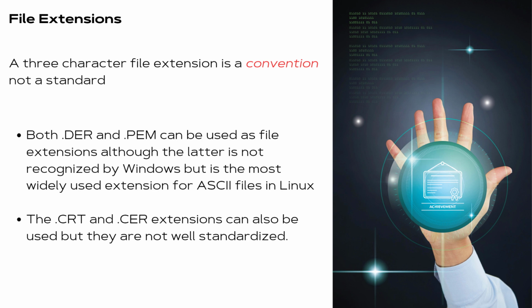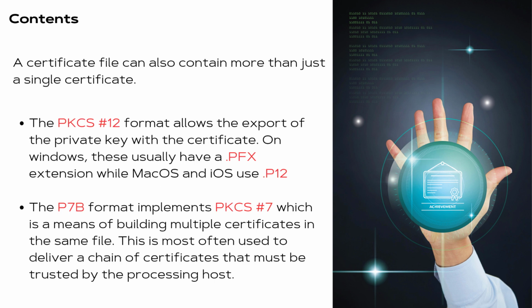Now, the .crt and .cer extensions can also be used, but they are not well standardized. Now, when it comes to the content itself, a certificate can actually contain more than just the certificate itself. You do have the PKCS number 12 format, which would allow the export of the private key along with the certificate. Now, on Windows, these kinds of formats typically will have the .pfx extension, while on macOS and iOS, they will use .p12.